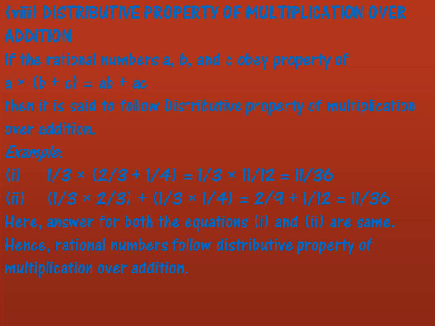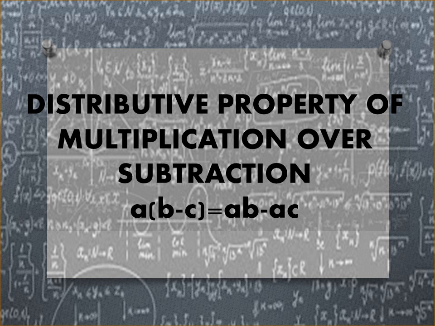In first case, the answer is 11 by 36 and in second case, here again the result is 11 by 36. In both the cases, answers are the same. So rational numbers follow distributive property of multiplication over addition. Similarly, distributive property of multiplication over subtraction, that is a into b minus c is equal to ab minus ac.